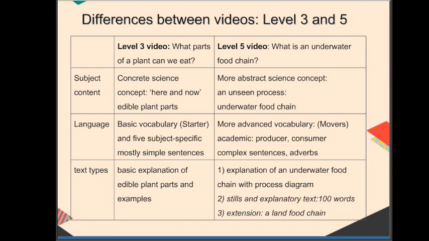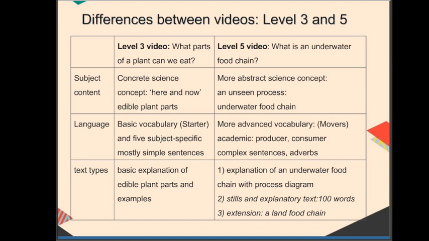In the third row, we can see that the level 3 video presents a basic explanation of edible plant parts with examples. In the level 5 video, there's an explanation of an underwater food chain with a diagram to show the stages in the process. Again, supportive visuals are essential to aid understanding of this science concept.